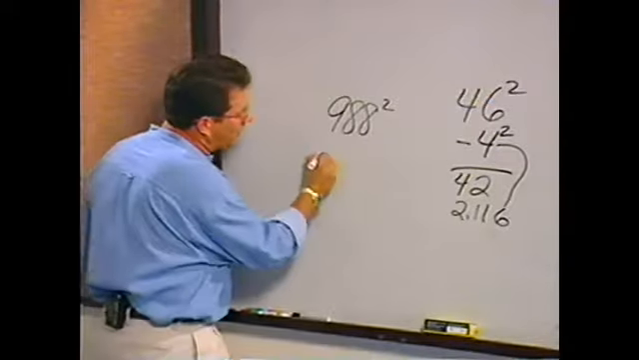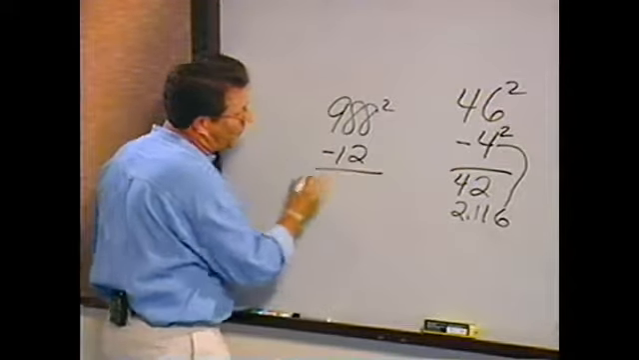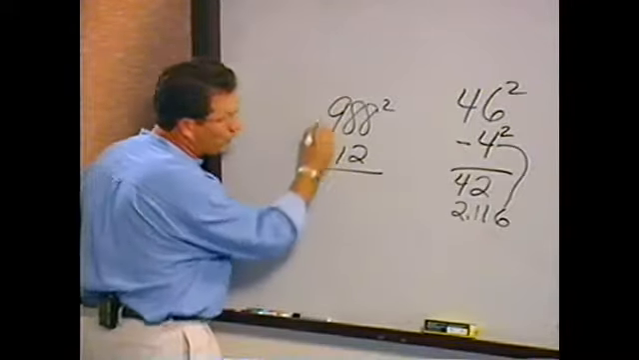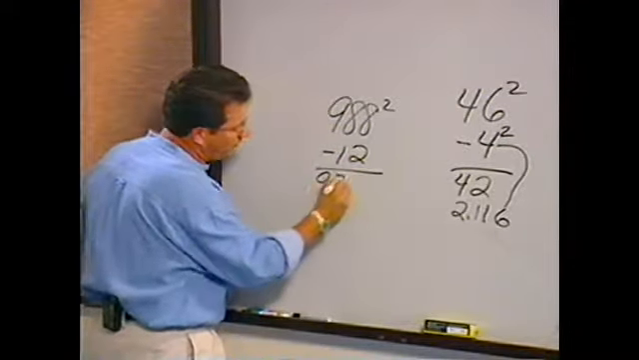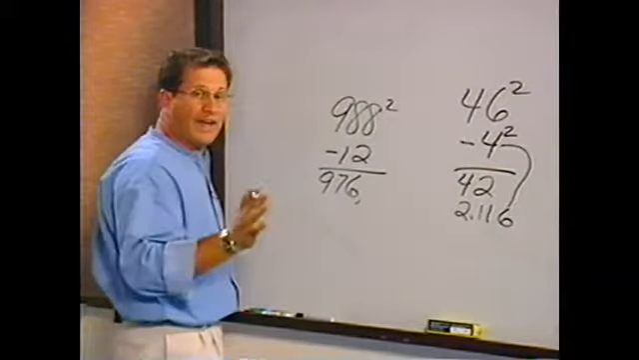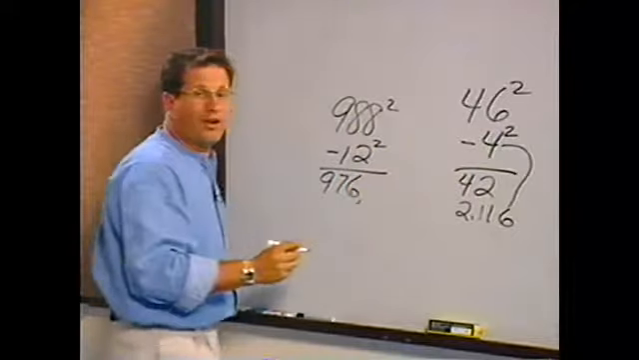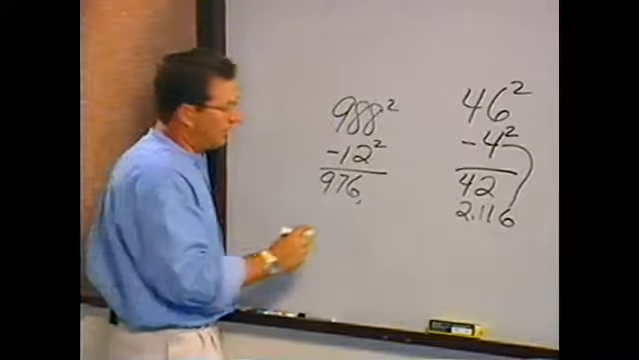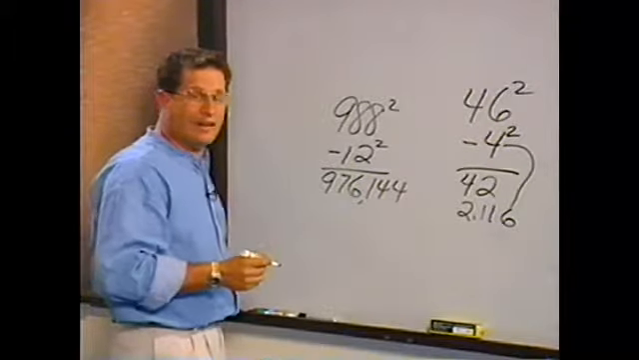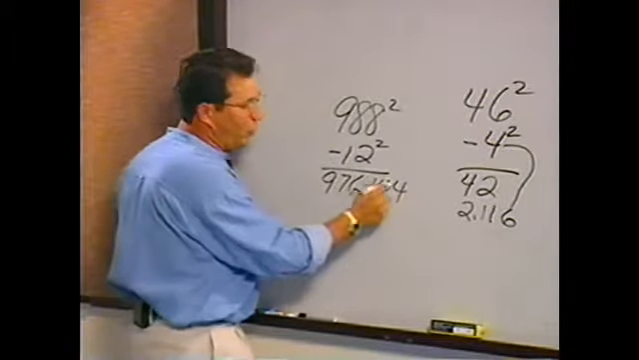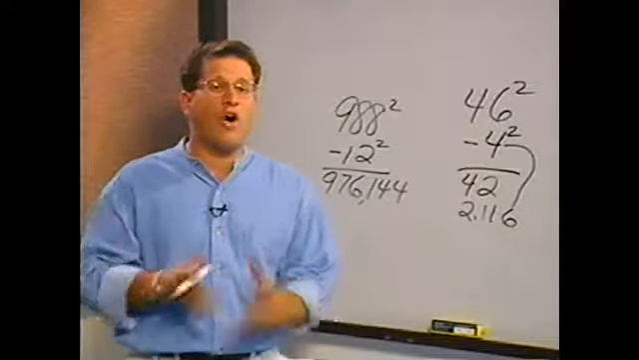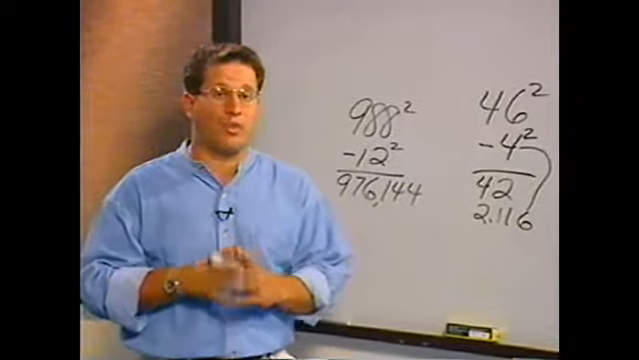The answer is 12. So I'm going to put a little minus 12 here. What's 988 minus 12? The answer is, and you go left to right, of course, 976. That's the first three digits in the answer. Now to get the last part, just square that number in the middle. What's 12 times 12? 144. So the answer to 988 times 988 is 976,144.